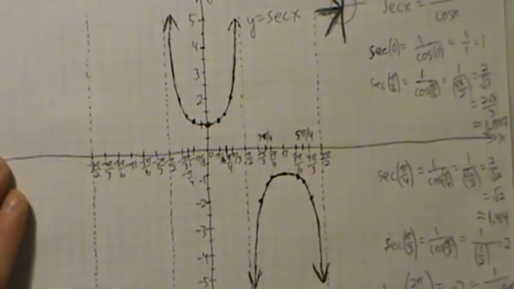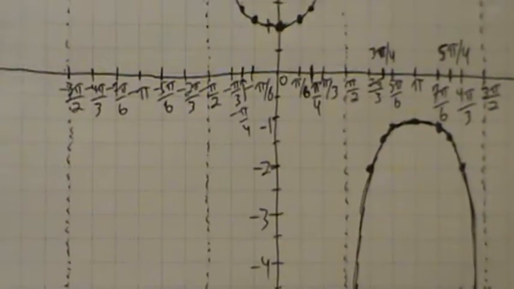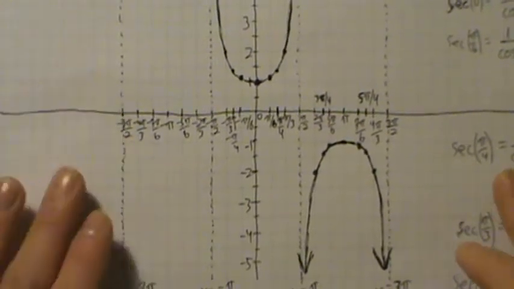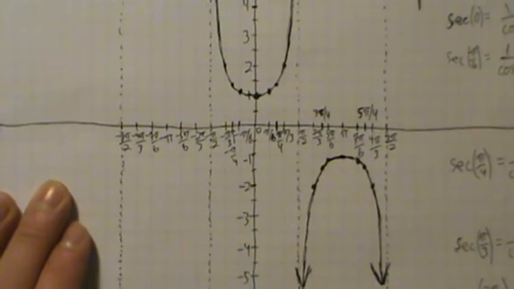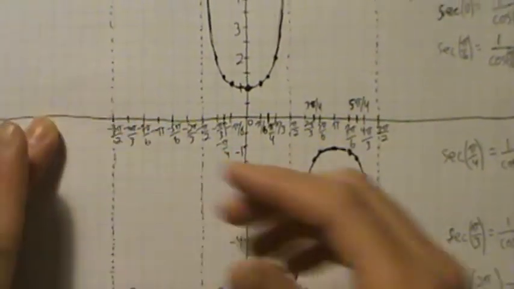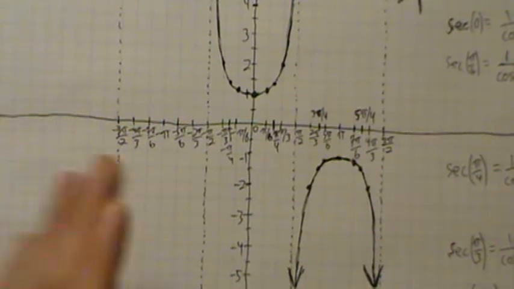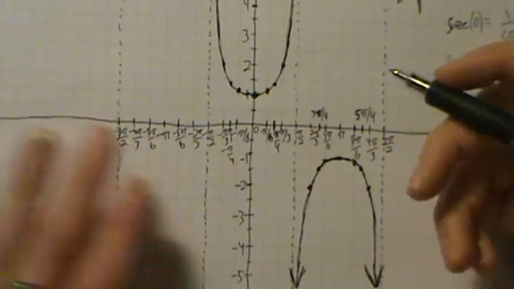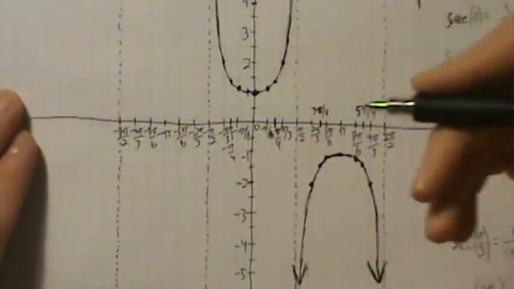With that in mind, we can fill this in, but we can also use the even property. Remember, since secant is an even function, the graph is symmetric over the y-axis. So if we take this entire piece that we just drew and reflect it over the y-axis, we're going to get that exact same piece back. Two different ways of thinking about it, but the same exact thing either way.